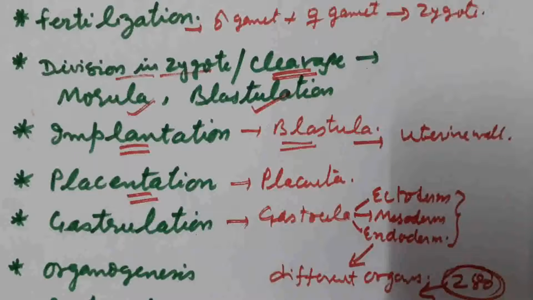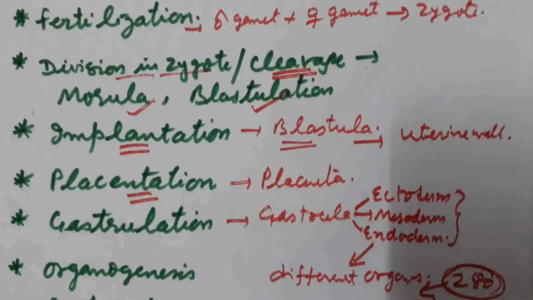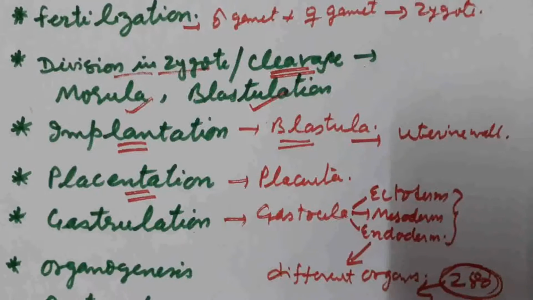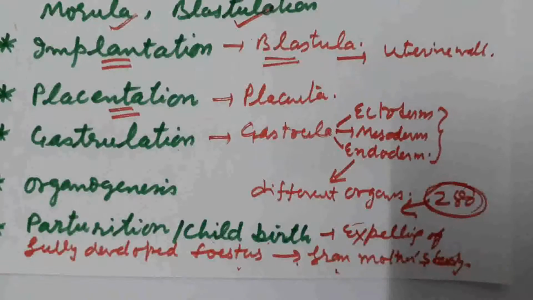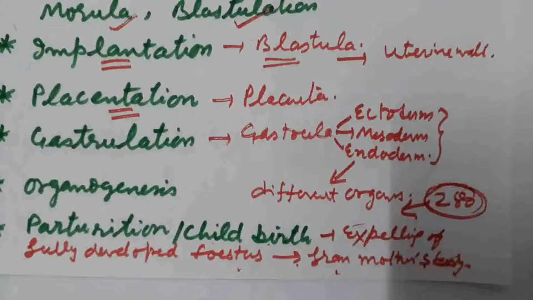After placentation, blastula changes into the next stage, that is known as the gastrula. The process is known as gastrulation. In the gastrula, three germ layers develop: ectoderm, mesoderm and endoderm. After the formation of these germ layers, the next phase starts, that is known as organogenesis. What is organogenesis? Cells of these germ layers participate in the formation of different organs. The process is known as organogenesis.